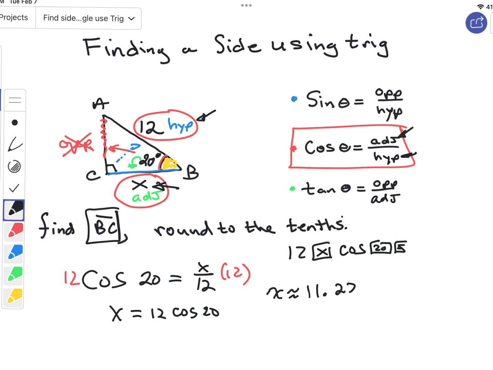and it asks us to round to the tenths. So here's the tenths place. So we have to look one digit to the right, and since this number is 5 or bigger, that means our final answer is going to bump up from 2 to 3. So that's your correct rounding skills. So therefore we can say that side BC has a length of approximately 11.3 feet or inches or whatever units. So that's how you use trigonometry to find an unknown side.